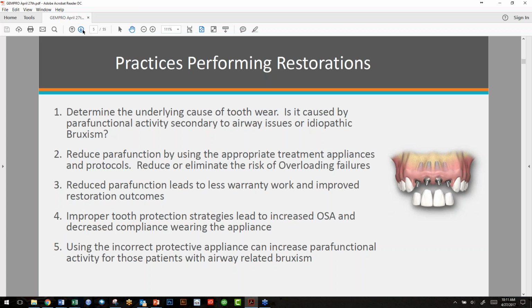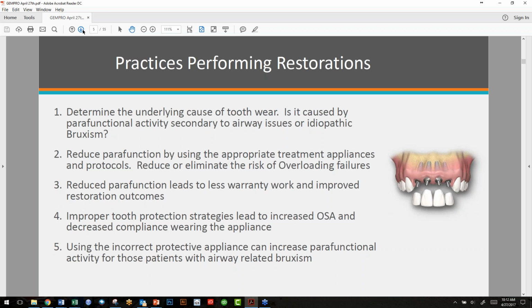Reduce parafunction by using the appropriate treatment appliance and protocols. So if your protocol is, I just put a guard in everybody, and it works every time, well, yeah, it protects the enamel every time. And that's what guards are designed to do. I'm not negating the benefit of the guard, but what if we could protect the enamel and reduce or eliminate the risk to the airway? That's what I'm getting at.